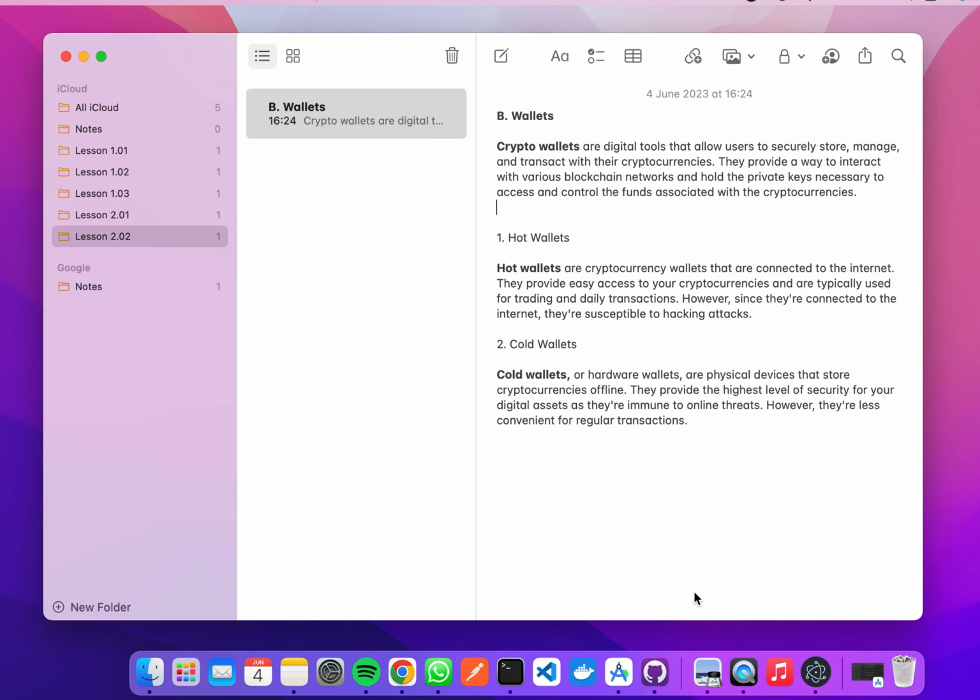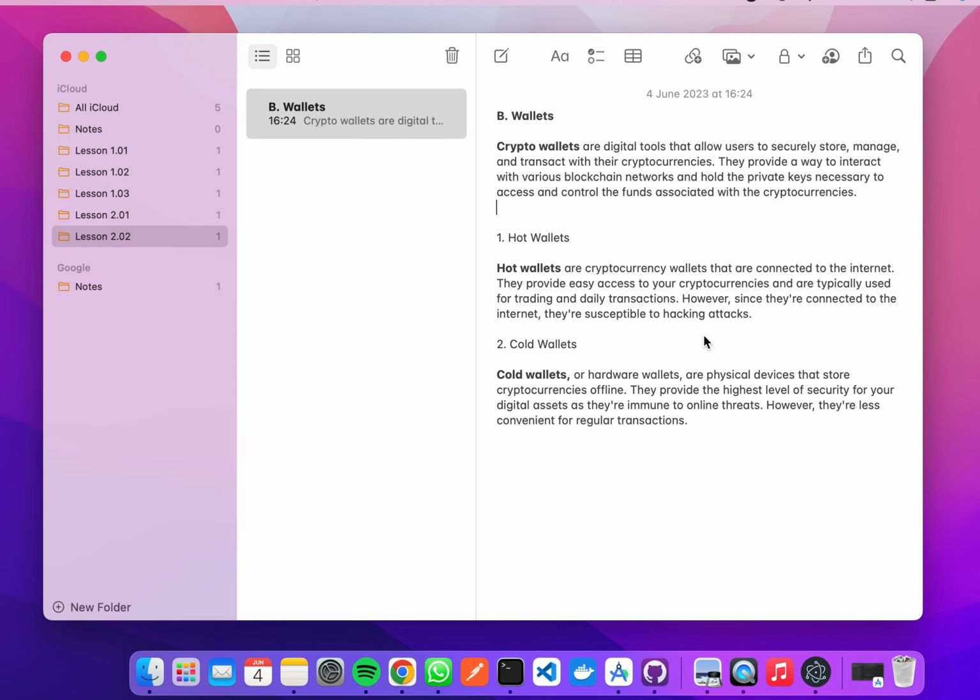Welcome to our second lesson on chapter 2. Today we are going to talk about wallets, as discussed in our previous lesson. So let's get right into it.